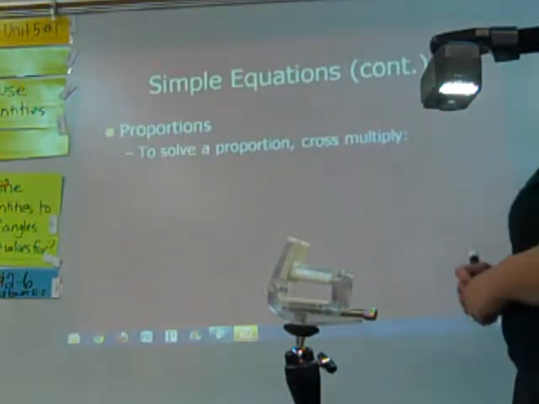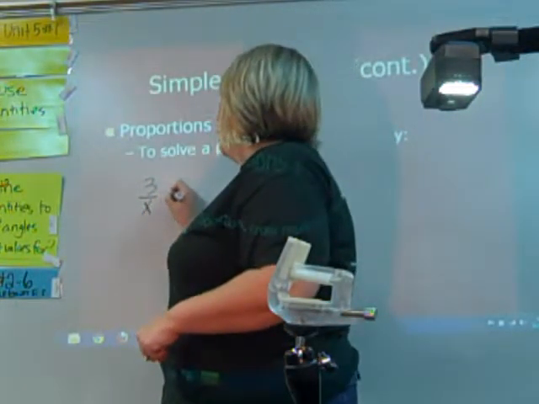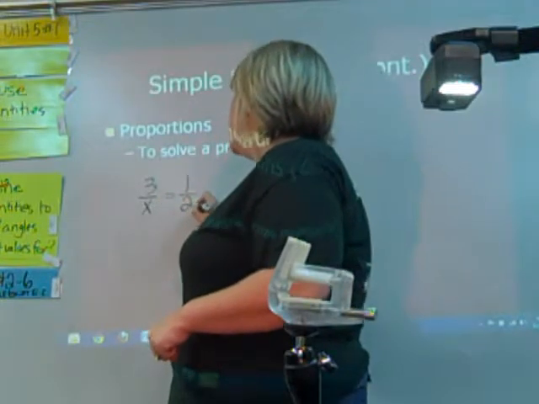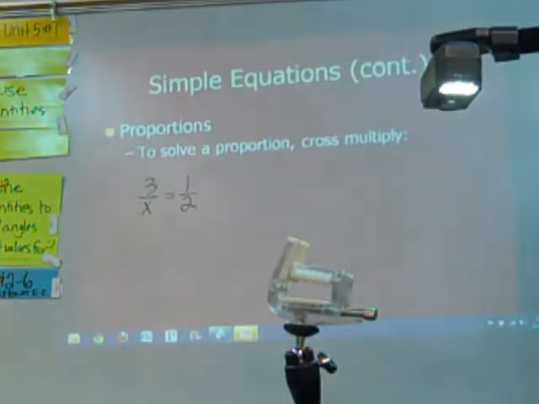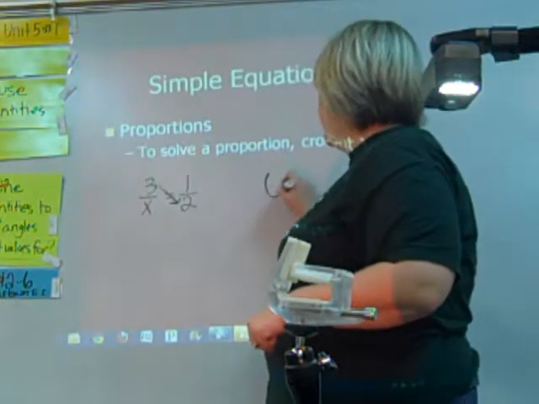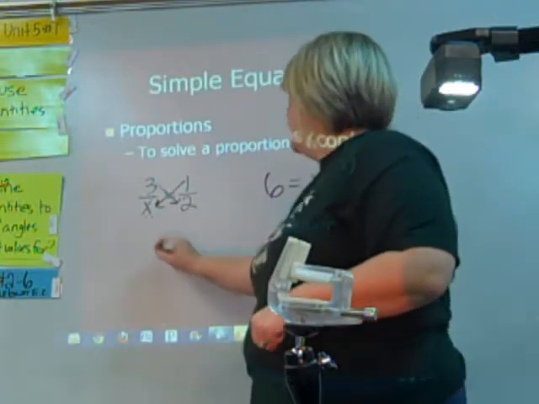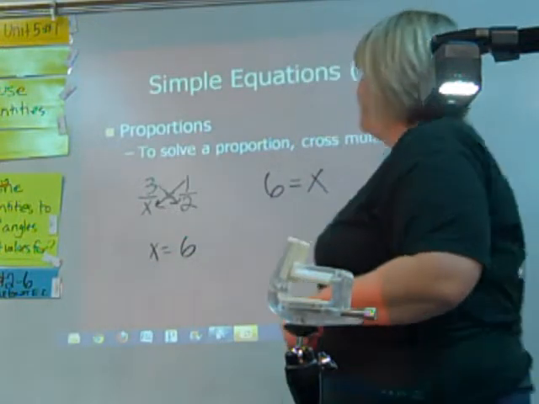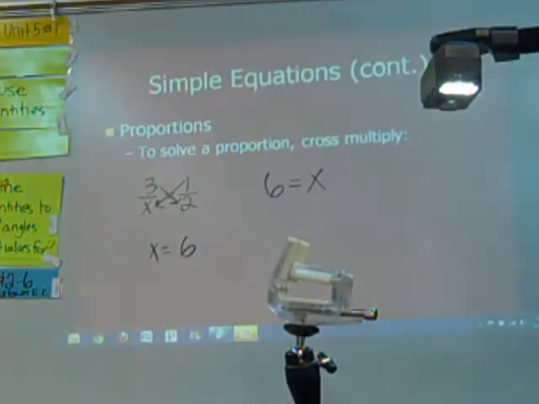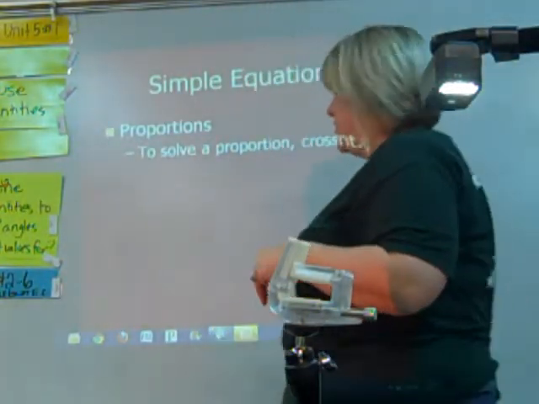Okay, proportions. This is another type of simple equation. When you see two fractions equal to each other, that's a proportion. And you just cross multiply to solve a proportion. So 3 times 2 is 6, and that equals 1 times x, which is x. So x equals 6. Okay. So a couple of different ways that you'll see simple equations. A proportion is one, a basic equation is another, and then a polynomial equation where you've got multiple like terms that you have to combine before you solve.